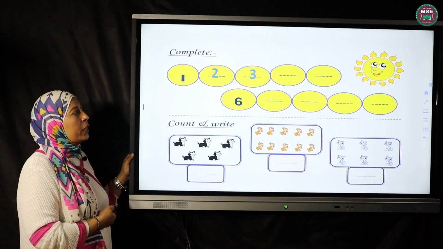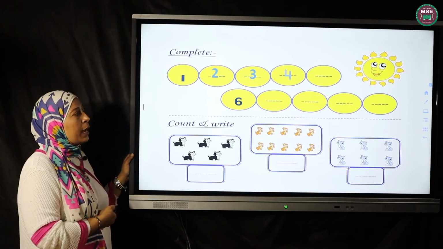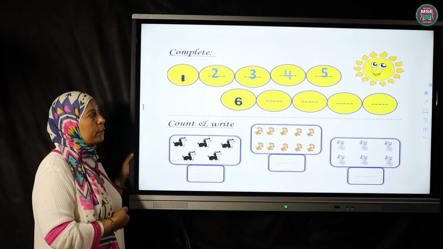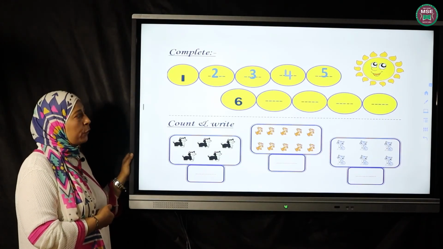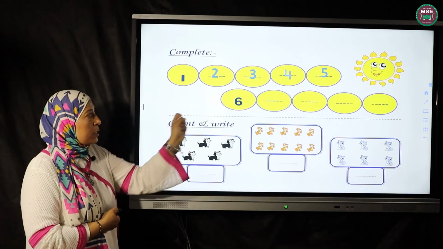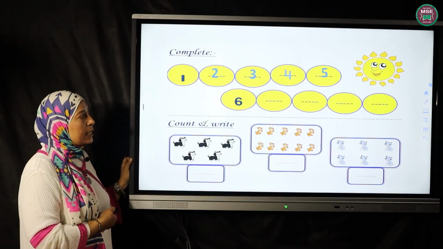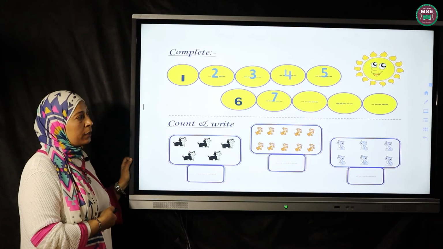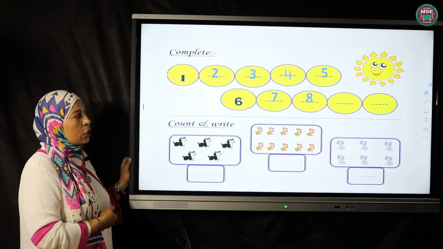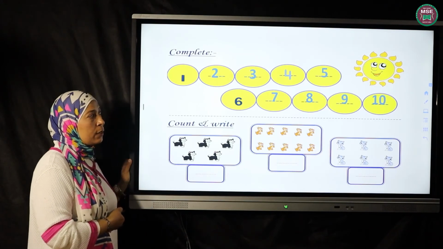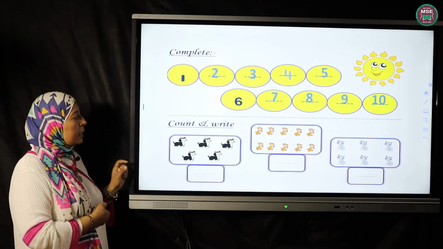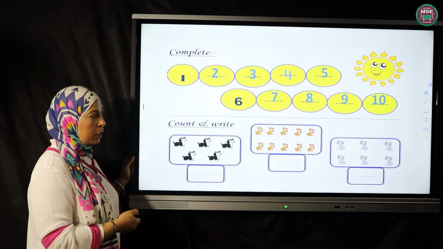Excellent. After 3, 4. After 4, 5. After 5, number 6. Can I write number 6? No, it's already there. I will not write it. What comes after 6? 7. After 7, 8, 9, and finally number 10. Is that easy? Excellent. Down here also you're going to be counting and writing the number.